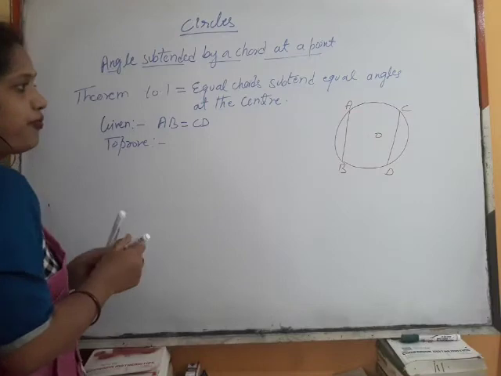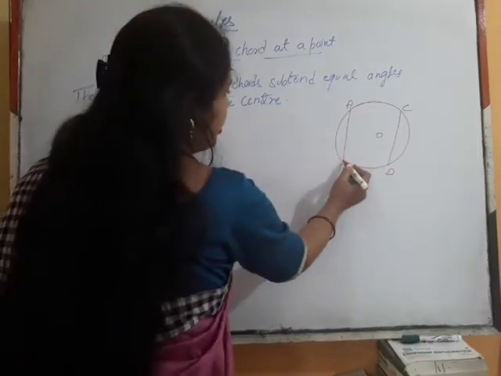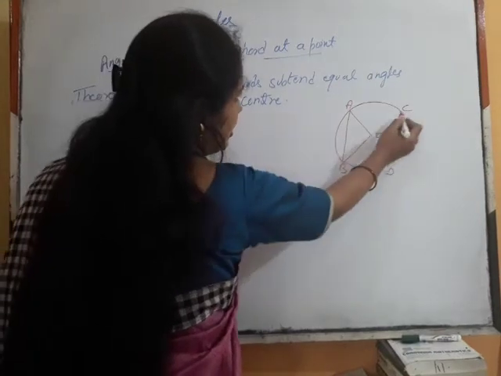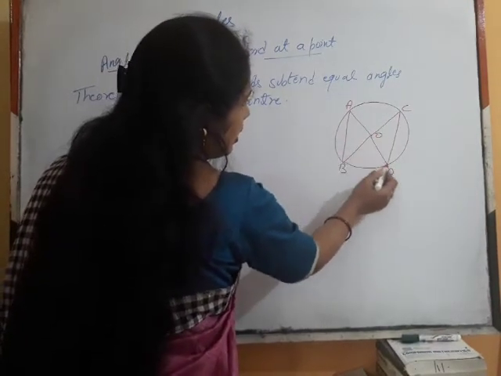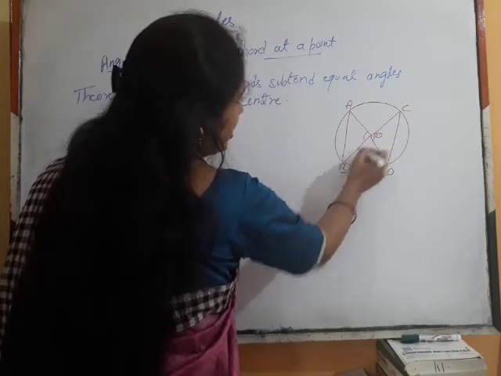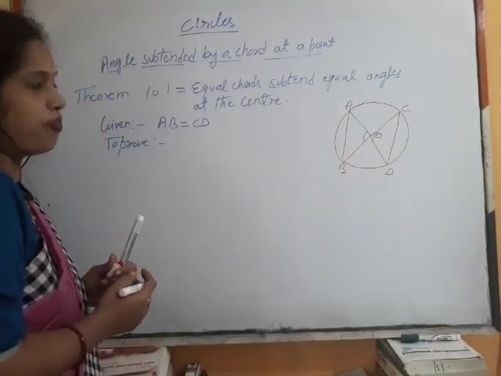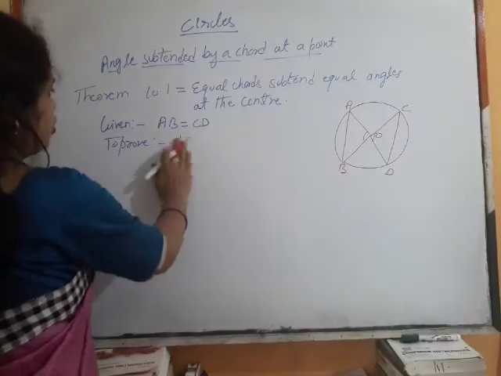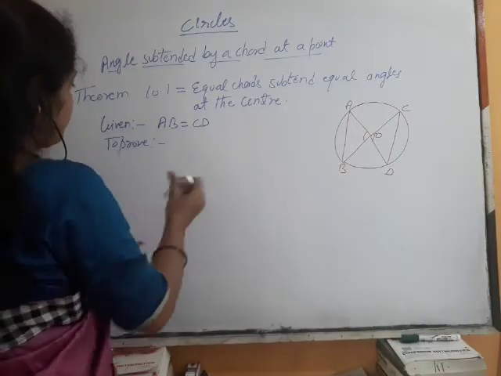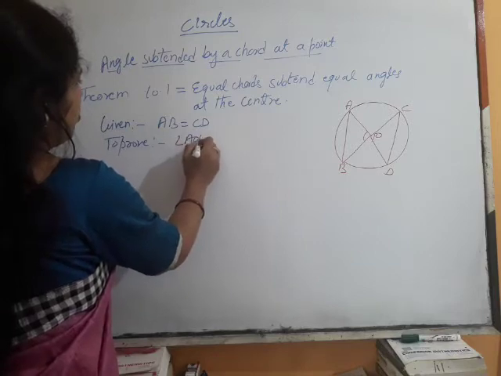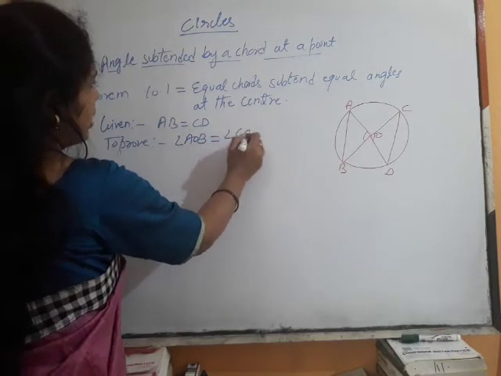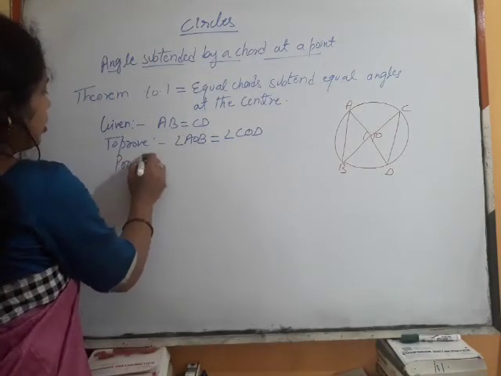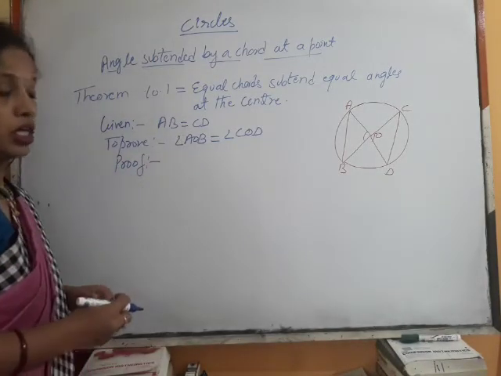So for that angle we need to join both the ends of the chords at the center like that and like this also. So this angle is equal to this angle that we have to show, that is angle AOB is equal to angle COD. So how do we do it? Let us see the proof.